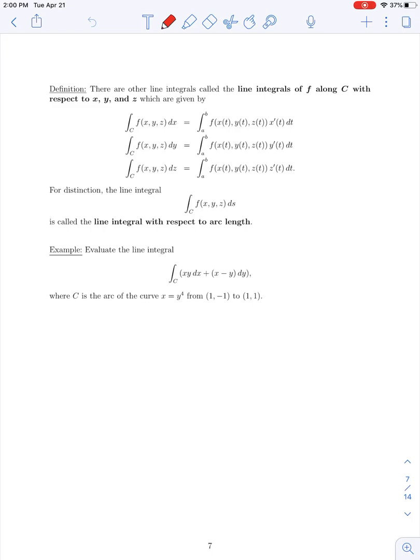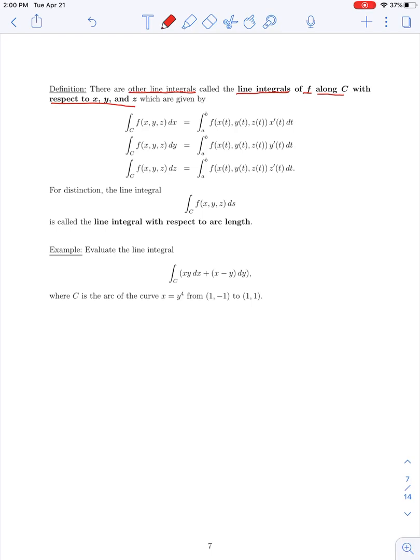There are other types of line integrals which we have not yet discussed for a function of 2 or 3 variables. So let's start by defining them here. The other types of line integrals which we will sometimes work with in this course are called the line integrals of our function f along a curve C with respect to x, y, or z. These line integrals are a little bit different from the line integral that we had worked with before.